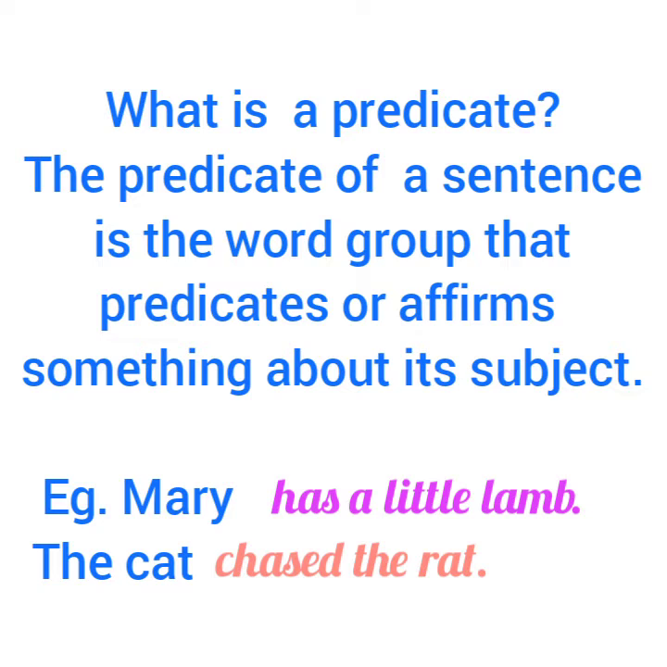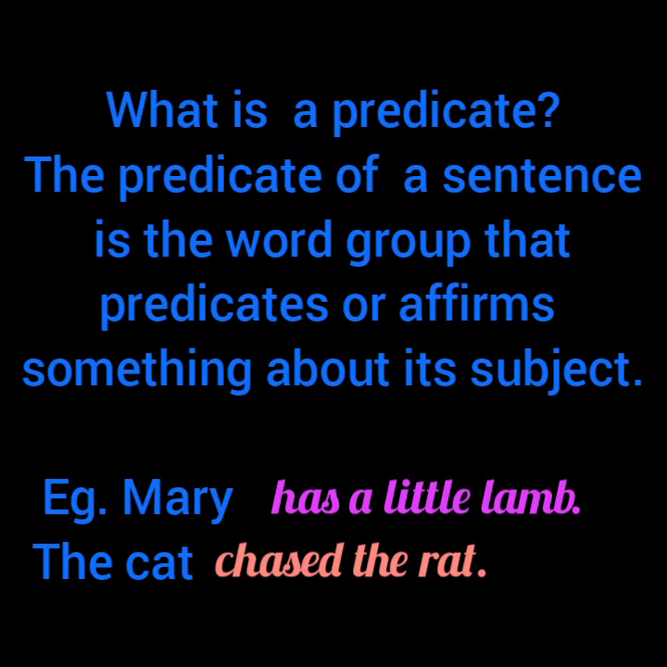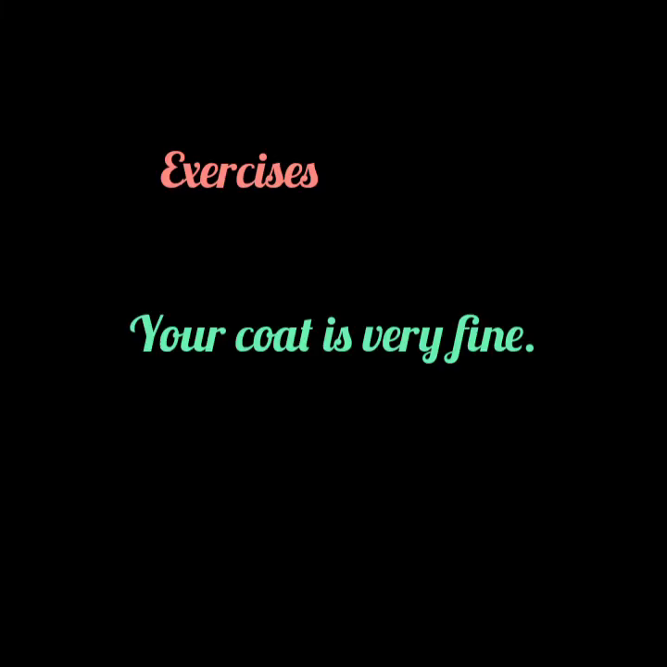The next example is the cat chased the rat. In this sentence, the subject is the cat, and the predicate will be from the verb to the end of the sentence. That means chased the rat. So chased the rat is the predicate of the sentence. And both the predicates tell us about the subjects, Mary and the cat. We have just learned and understood about the subject and predicate of a sentence. In order to check our understanding, let us try a few exercises.